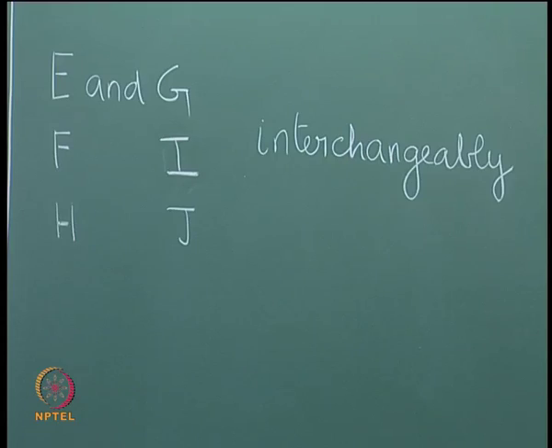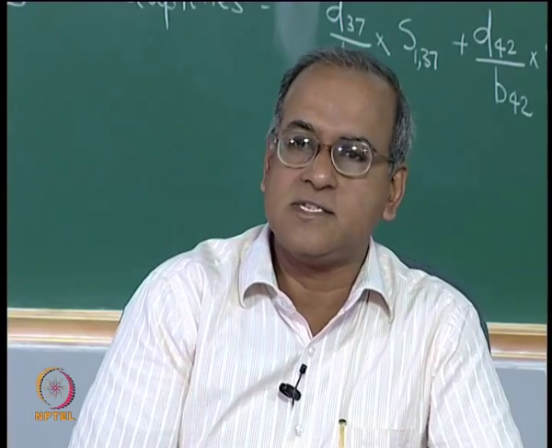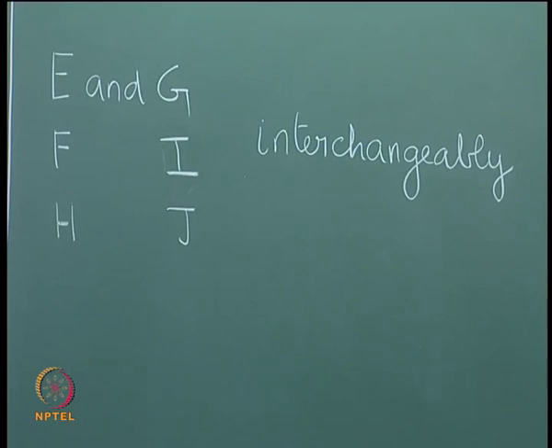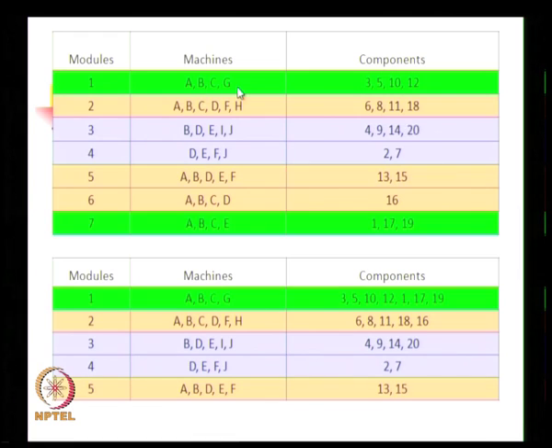So, we assume now that with the additional condition that E and G are interchangeable or can be used interchangeably, A, B, C, E and A, B, C, G are either one and the same or subsets, and then we add this one also, so that this 13 and 1, 17, 19 gets added to 3, 5, 10 and 12. So, from 7 modules we get 5 modules. So, we now have a solution with 5 modules with A, B, C and G making these set of components, A, B, C, D, F, H and so on. We have 5 modules which come into this solution.